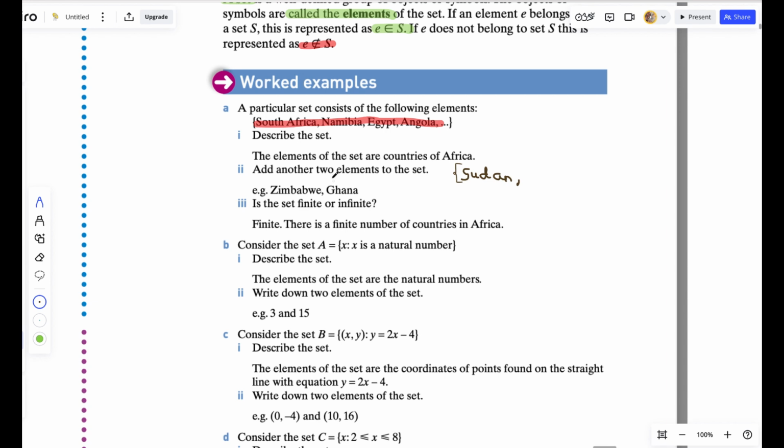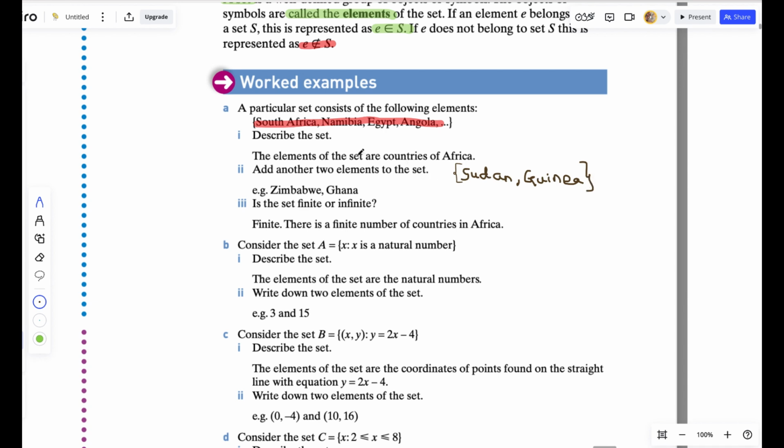Angola was already mentioned. They've given us South Africa, Namibia, Egypt, Angola. We can choose Guinea. We choose one from North Africa and one from West Africa. If they ask us for five more, you should list five more countries only in Africa. Otherwise, if you list a country in Europe, for example France, that means you're wrong.